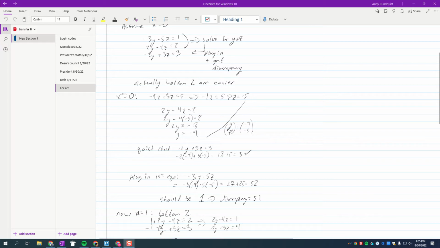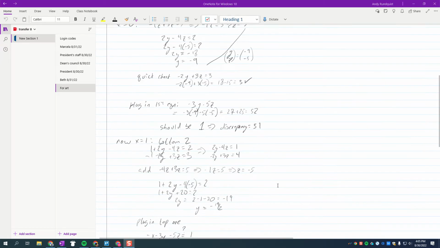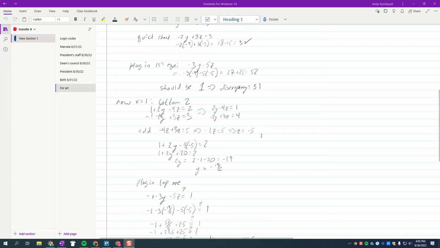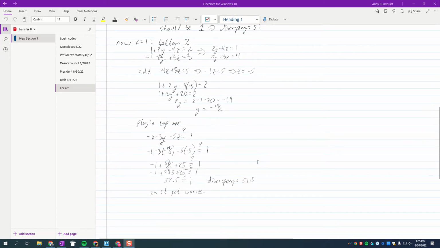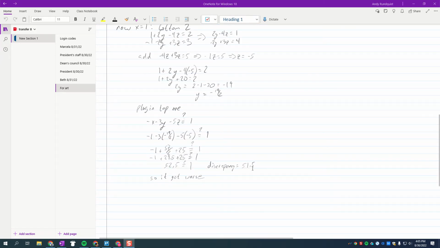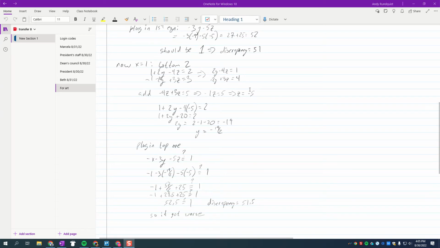Now I'll guess x equals 1. So I just go back in and do the same thing. I'm just going to solve these bottom two equations. I have a 1 here. It just changes around. Turns out z doesn't change at all, but it makes an adjustment to y, and I have a new x, z, y solution. Plug it into the top one, and I get a slightly worse discrepancy. It used to be 51, now it's 51.5. So the answer must be that x is negative.